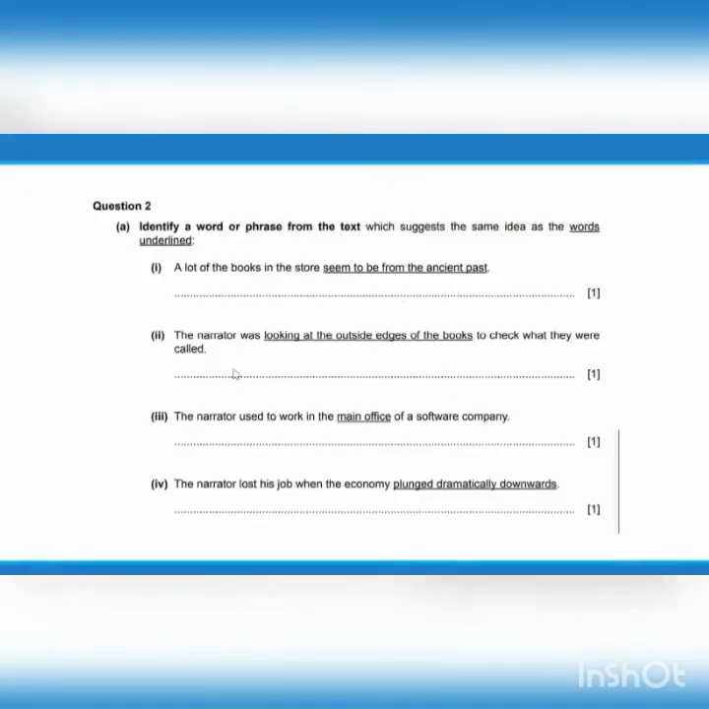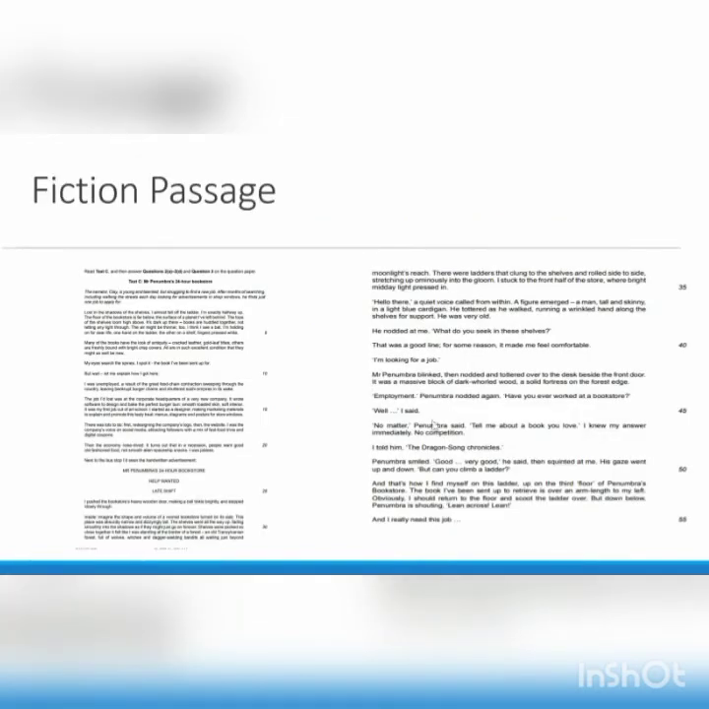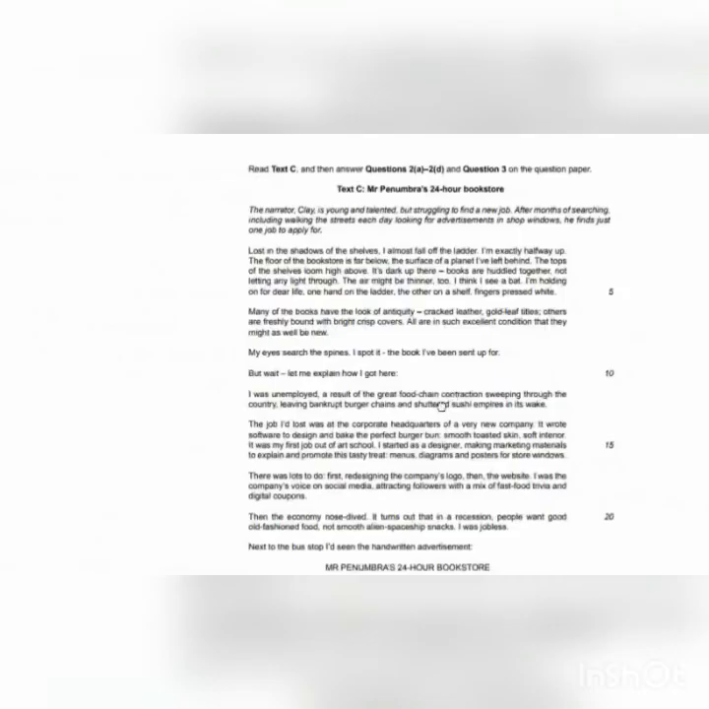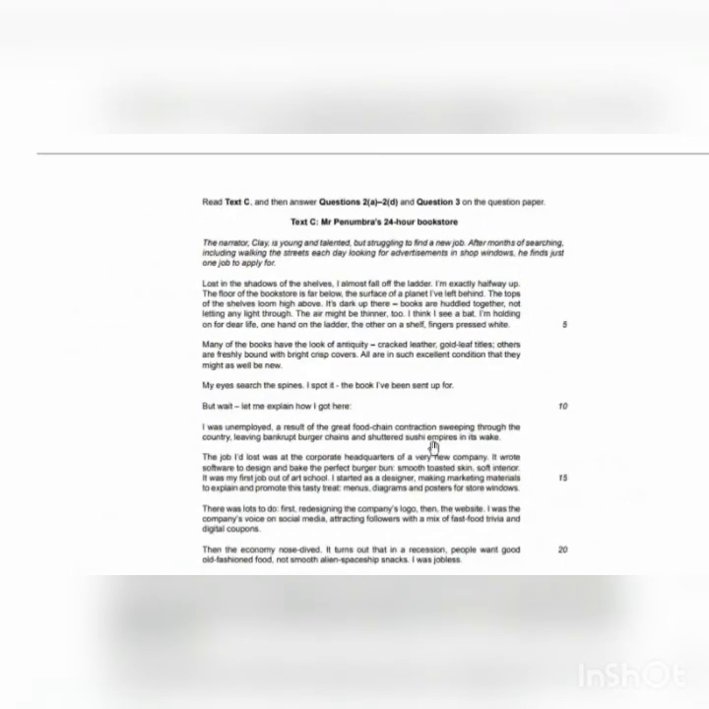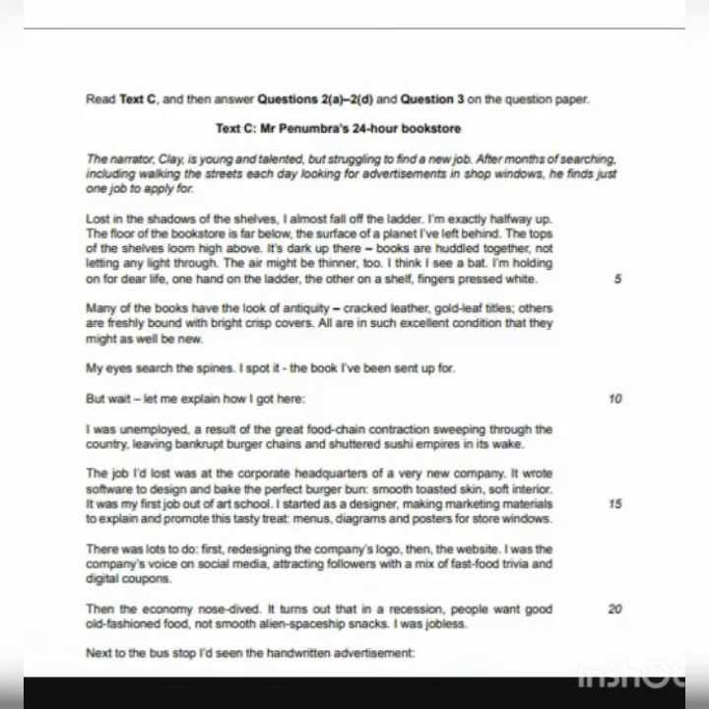Second, a word from the passage which means looking at the outside edges of the books. I have already sent you this PPT, so you'll be able to find this. It's in line number 6 to 10. You have to find a phrase, not a single word, which means outside edges of the books. Books have the look of antiquity, cracked leather, gold leaf top.